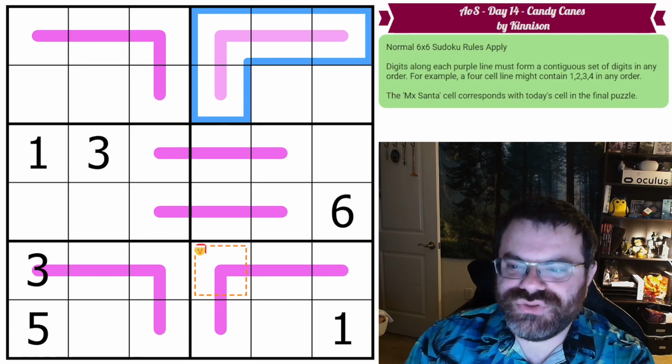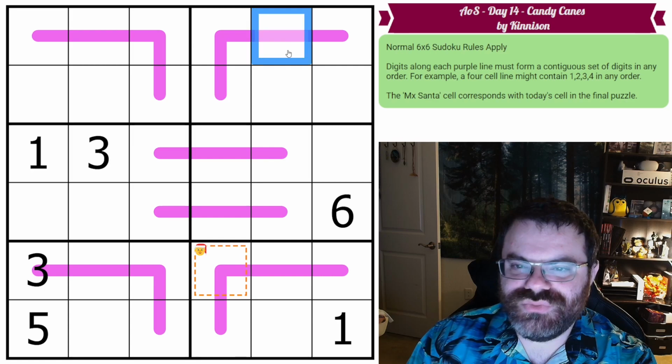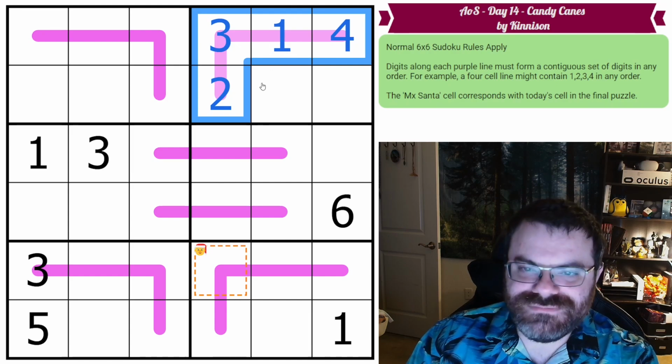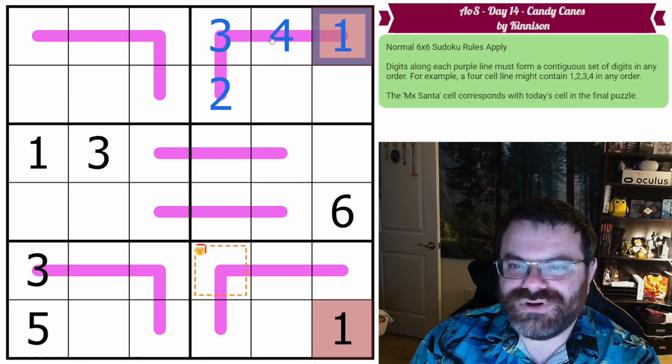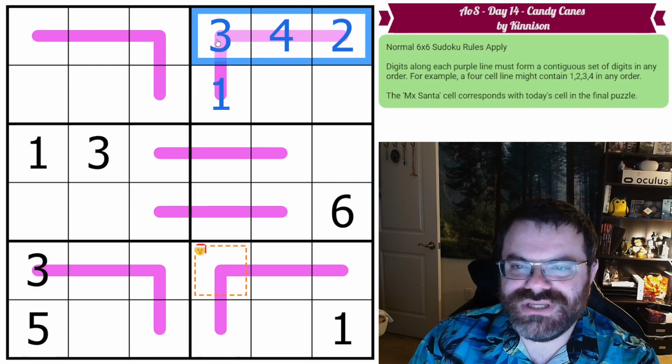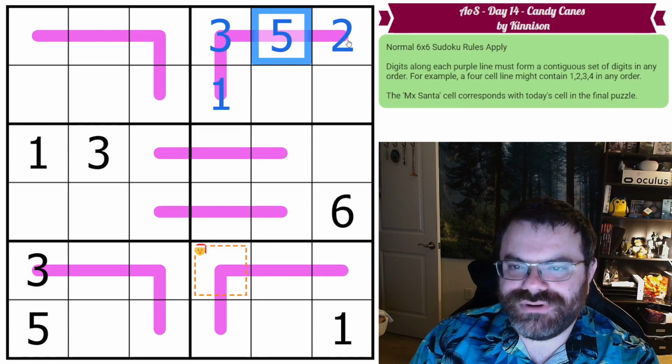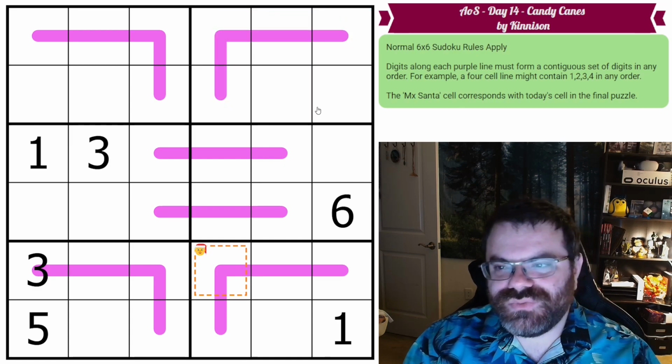So for example, 1, 2, 3, 4 are consecutive, but I could do 1, 2, 3, 4 in any order. As long as the digits on the line end up being a consecutive set of digits, that fulfills the constraint. So I could swap this 4 and 1, for example, as long as it didn't clash with that one, or I could put a 2 here and a 1 here. That would be another way to do it. What I can't do is 1, 2, 3, 5, because these are not consecutive. The 5 is not part of that consecutive set, because we're missing the 4. So that is how those work.